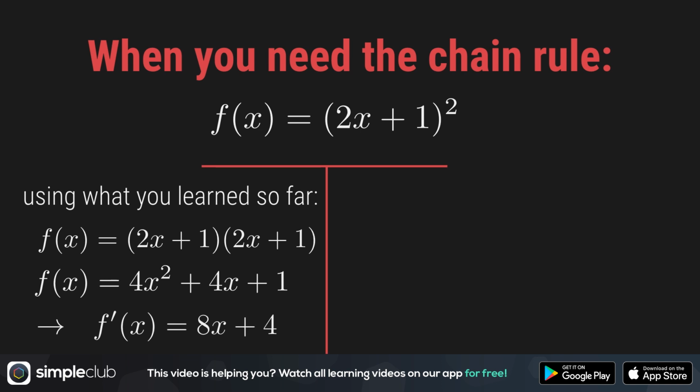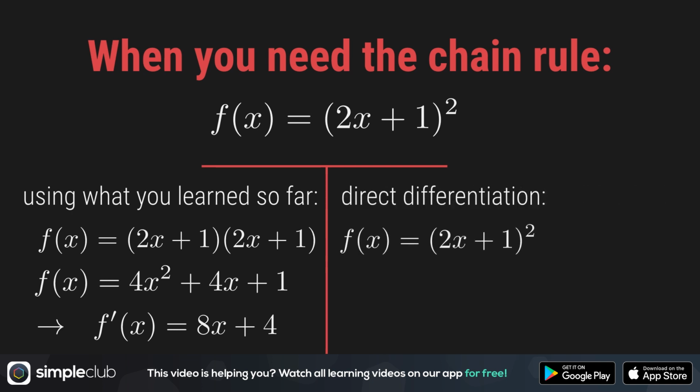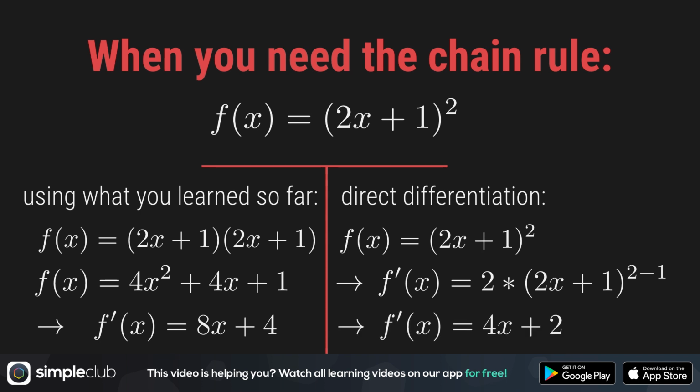So far, so good. However, now we could also think, multiplying all that out is just a hassle. Can't I simply differentiate this right away and do it the way I learned before? So we take the exponent and put it in front of the bracket, reduce it by 1, and what does it give us? 4x plus 2. That's not the same as we got before. So I can't do it this way and still need to multiply all this out? Nope, you don't. But there's still something missing, the chain rule.